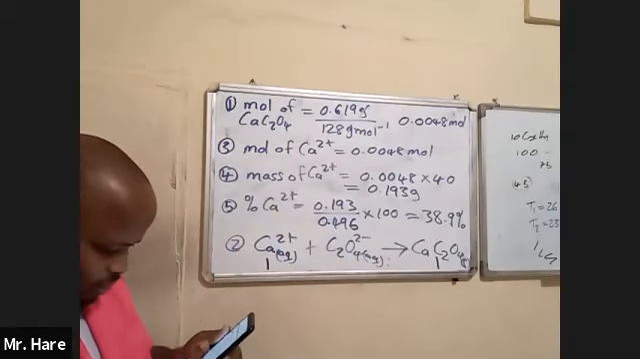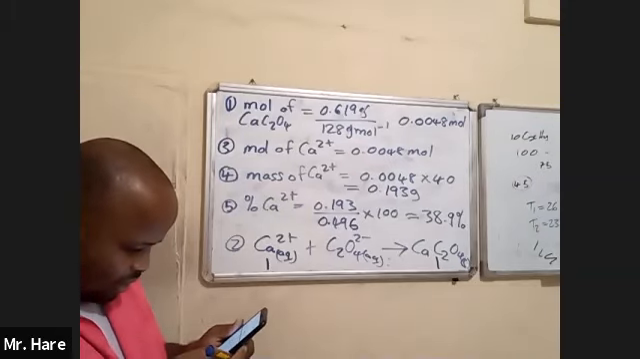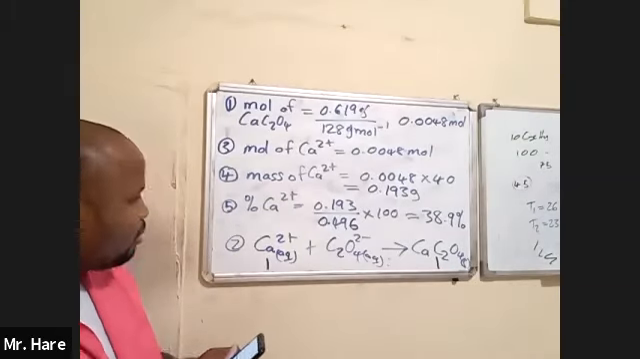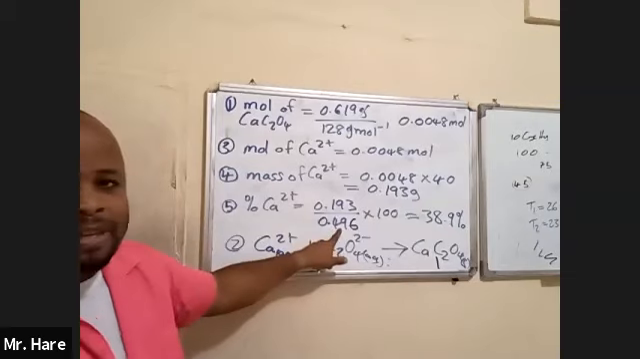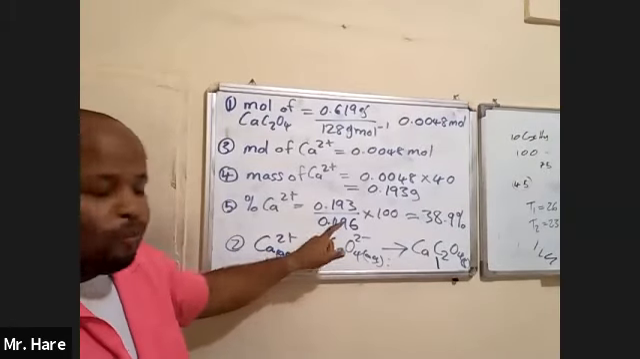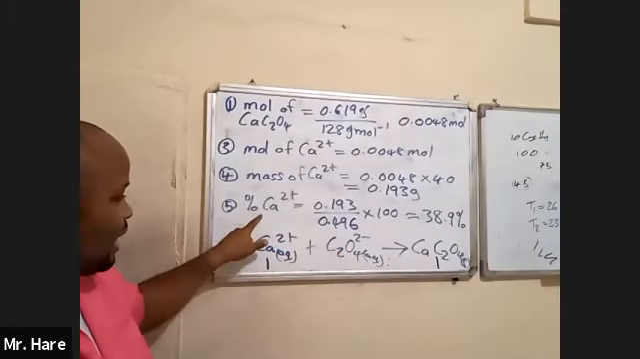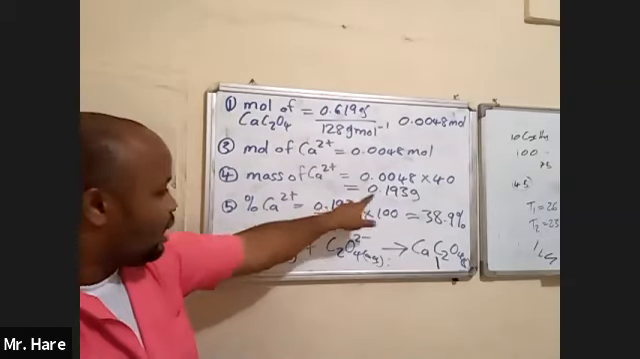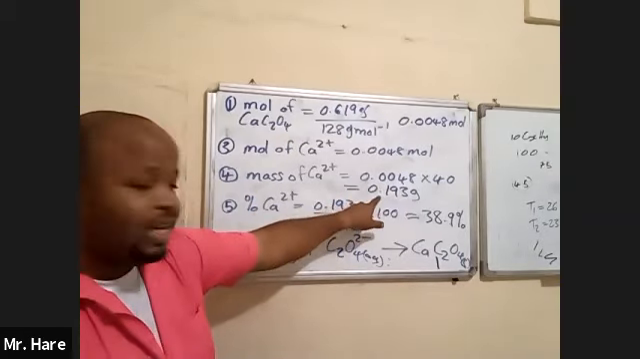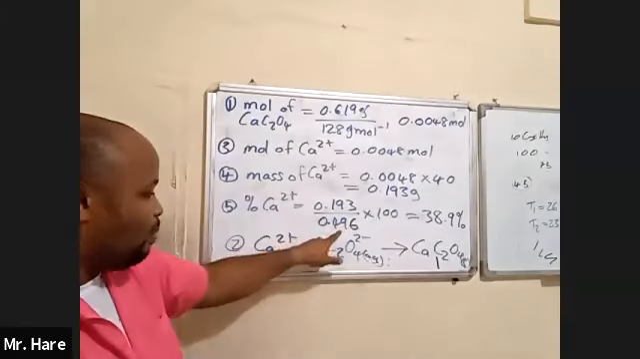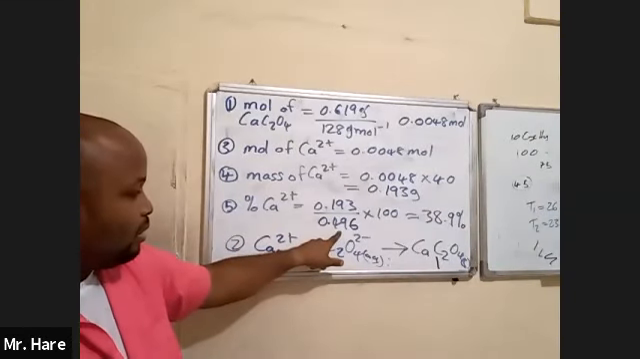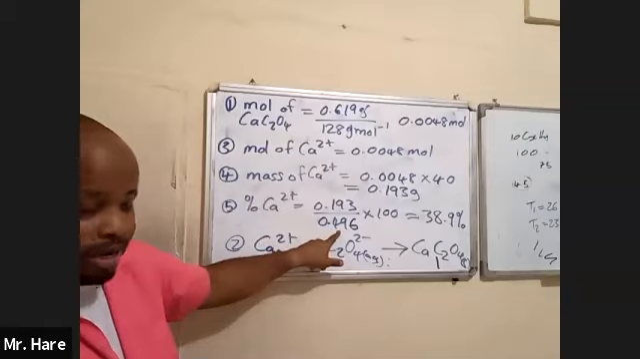Where did the 0.496 come from again? It's the mass of the sample. Whenever you calculate the percentage, it's the mass of the compound that you calculated over the mass of the sample. Okay, thank you.